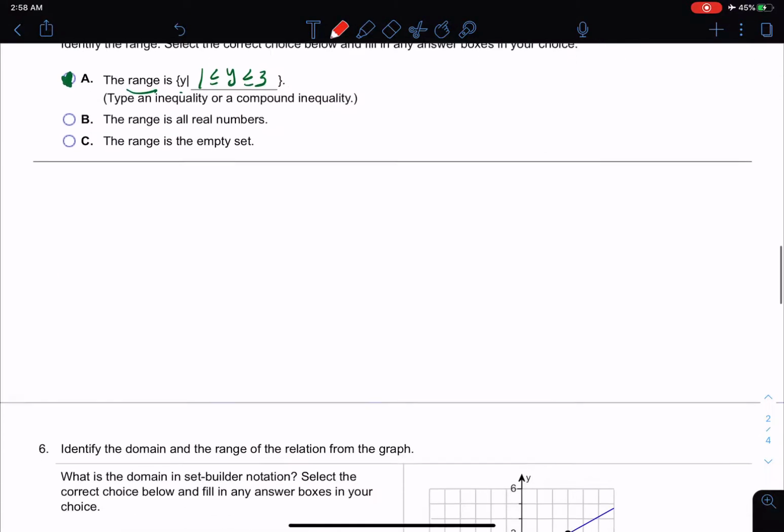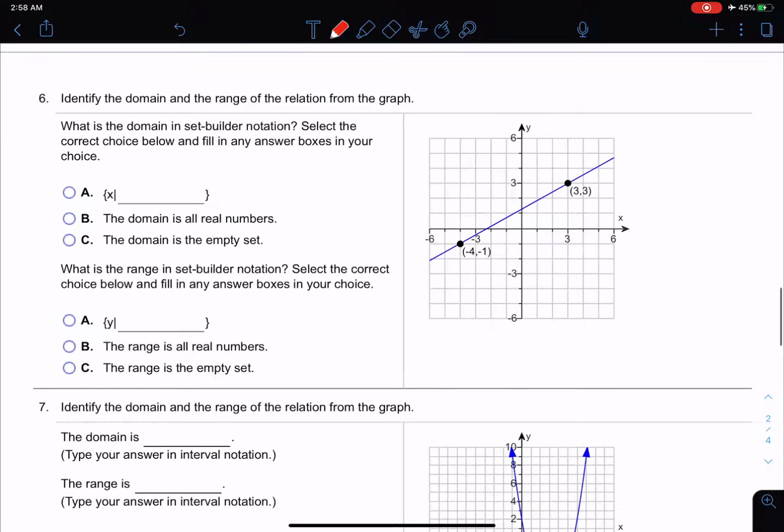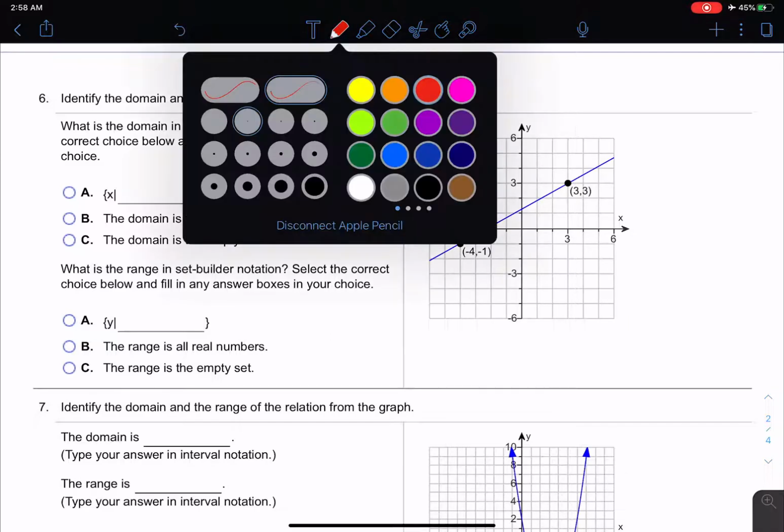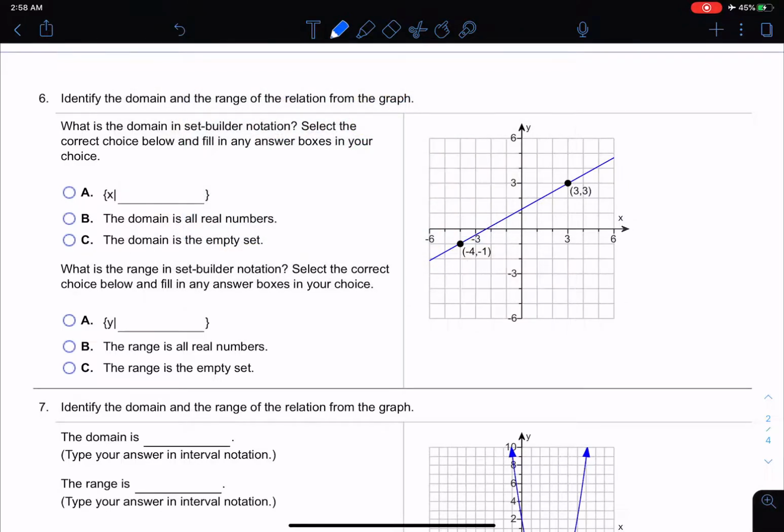All right, what's next for us? Number 6, identify the domain and range of the relation from the graph. What is the domain in set builder notation? Select the correct choice below. So once again, my only complaint here is they should have put little arrows on here showing that this goes forever, because that's what they intend.